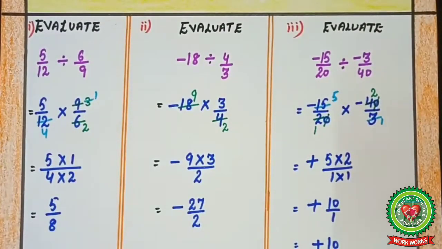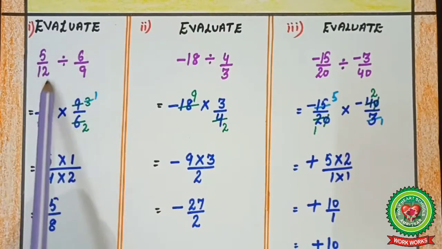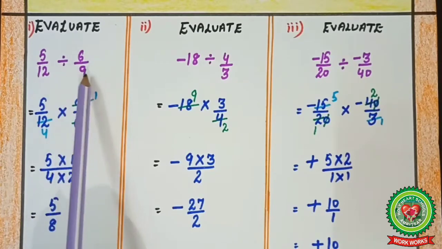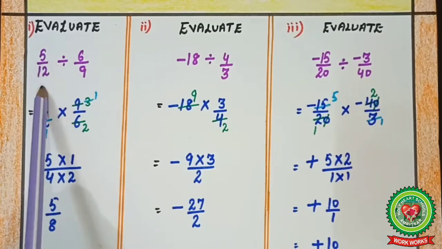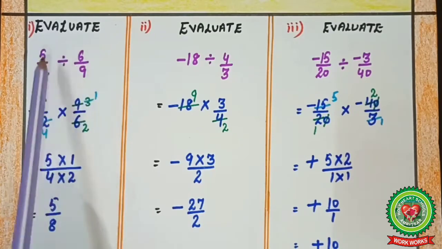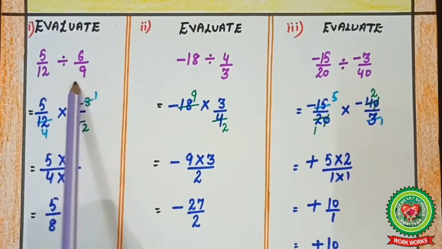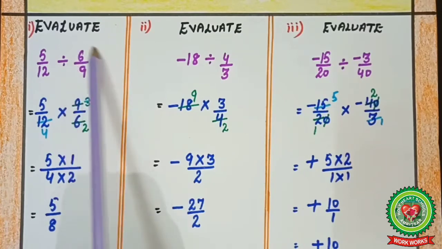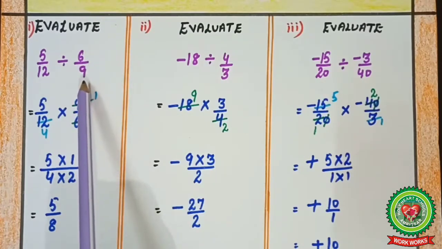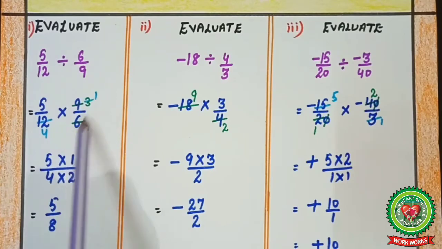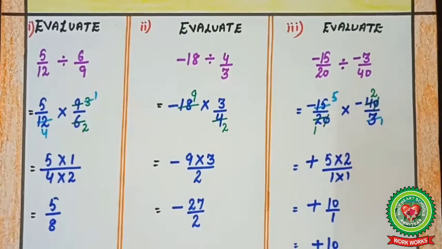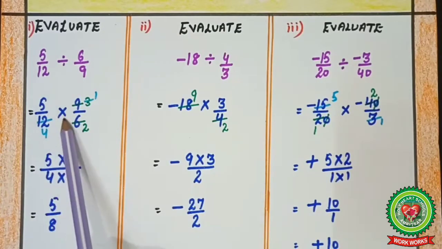So next, students, we are going to talk about the division of rational numbers. So first statement you can see here: evaluate 5 upon 12 divided by 6 upon 9. Now what to do here? Simply you can write here 5 upon 12. Now because we are dividing here, this divide will change into multiplication, and this number will have the reciprocal. Whenever we take the reciprocal of any number, the numbers will be opposite. That means 6 upon 9 will be changed into 9 upon 6, right? So 5 upon 12 multiplied by 9 upon 6.